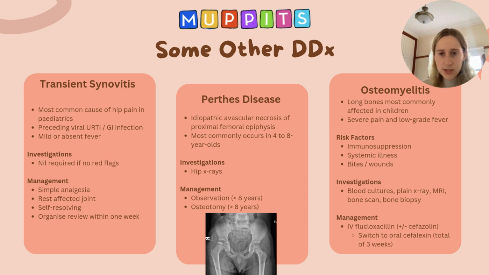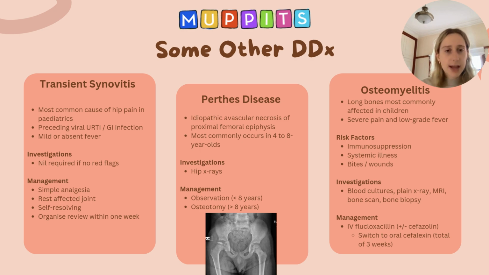And some final differentials as well. Transient synovitis, as we've spoken a lot already, is the most common cause of hip pain in pediatrics. And often you'll find that the child had a preceding viral URTI or a GI infection. Usually they have a very low grade or an absent fever, which obviously differentiates it from septic arthritis.